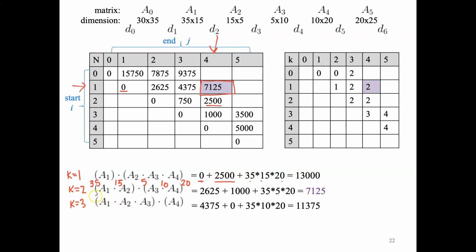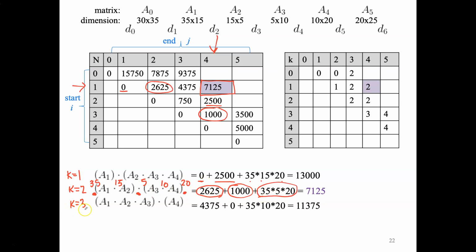To form the next one, here we've got how many scalar operations this will take. This is how much it costs to form the left matrix, plus how much it costs to form the right matrix, plus a product of their dimensions. In this case, this is A1 times A2 will be a 35 by 5 matrix, and A sub 3 times A4 will be a 5 by 20 matrix. This is what we've got here.